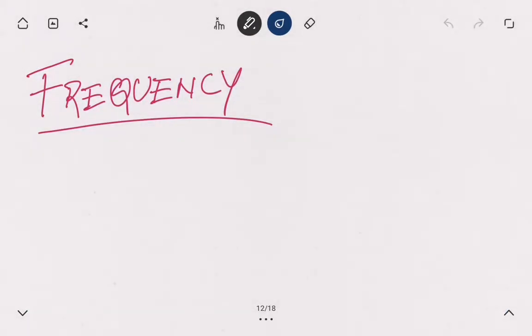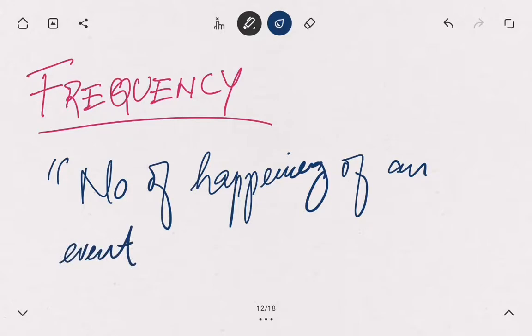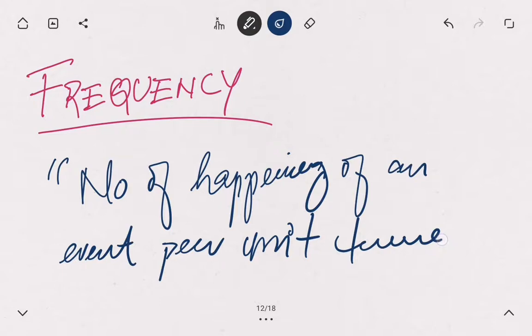Frequency, yeah, this is a term which is very important for us to understand. This is the number of occurrences, or number of happenings of an event per unit time. When I say time, this is normally per year, in one year's time.